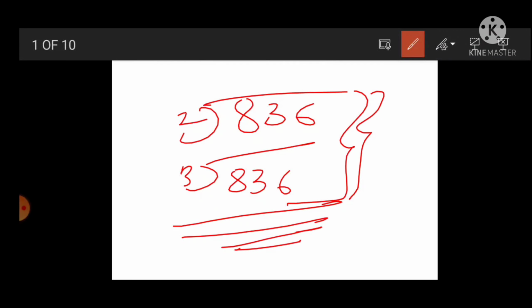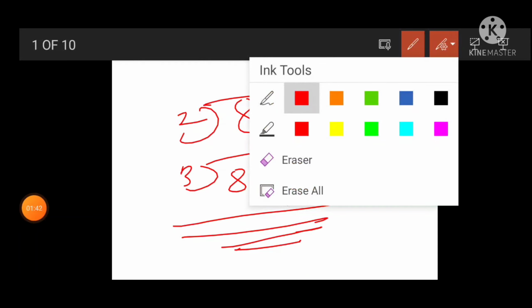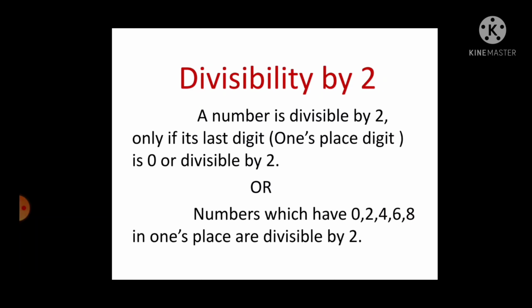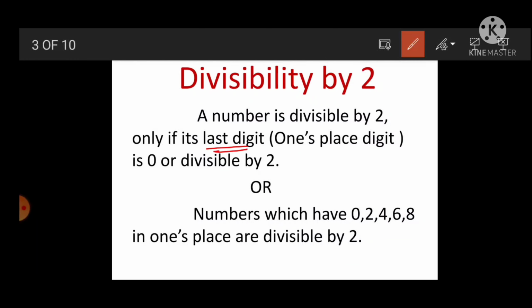So then let's discuss the divisibility test. The first divisibility test is divisibility by 2. A number is divisible by 2 only if its last digit, or ones place digit, is 0, 2, 4, 6 or 8. Understand, numbers which have 0, 2, 4, 6, 8 in ones place are divisible by 2.